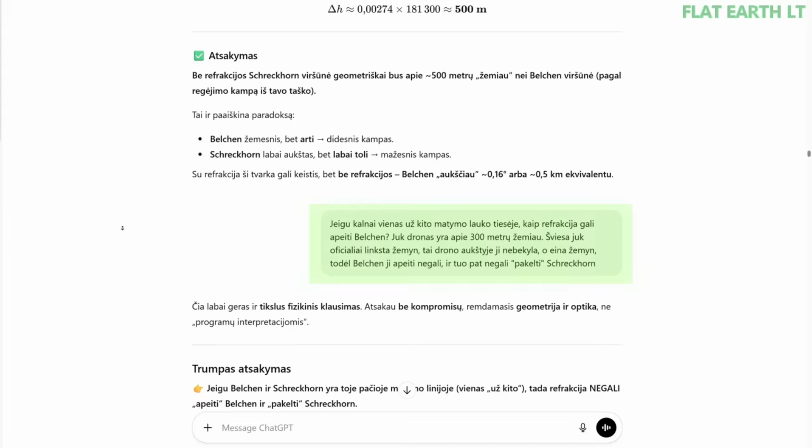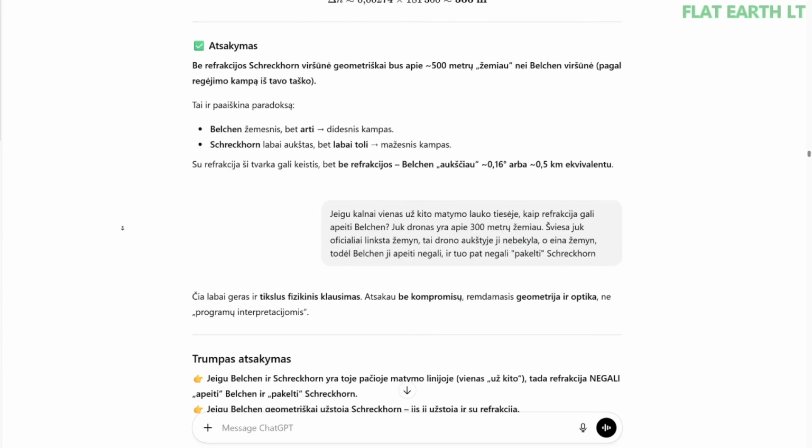If the mountains are one behind the other along the same line of sight, how can refraction bypass Belchen? The drone is about 300 meters lower. Light officially bends downward, so at the drone's altitude it no longer rises but goes downward. Therefore, it cannot bypass Belchen, and at the same time it cannot lift Schreckhorn.